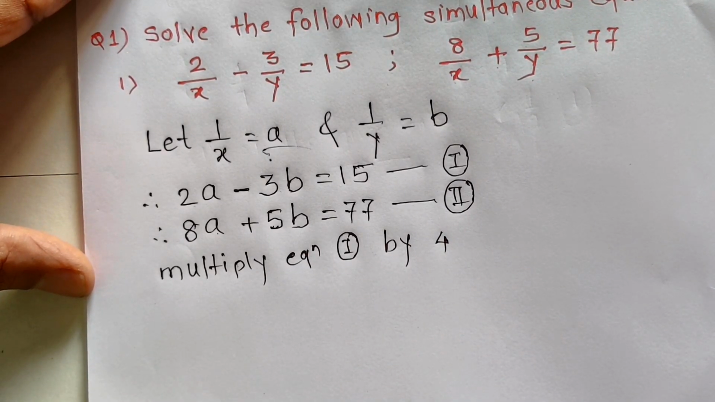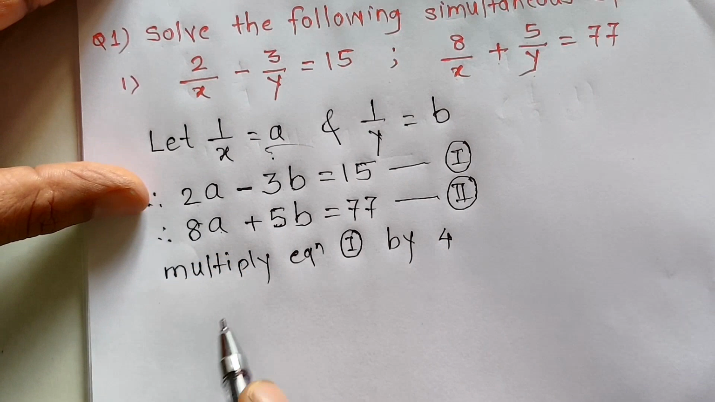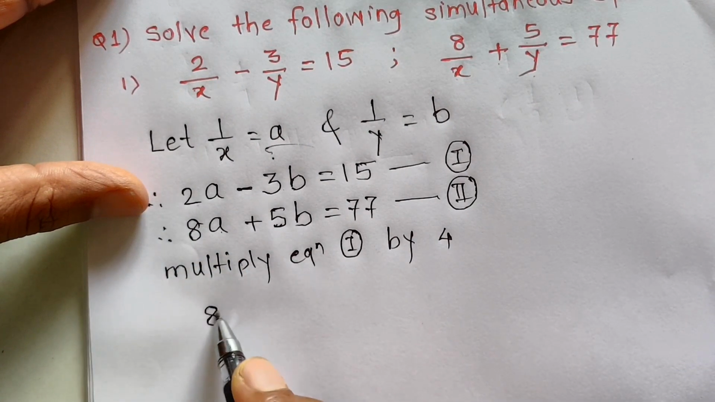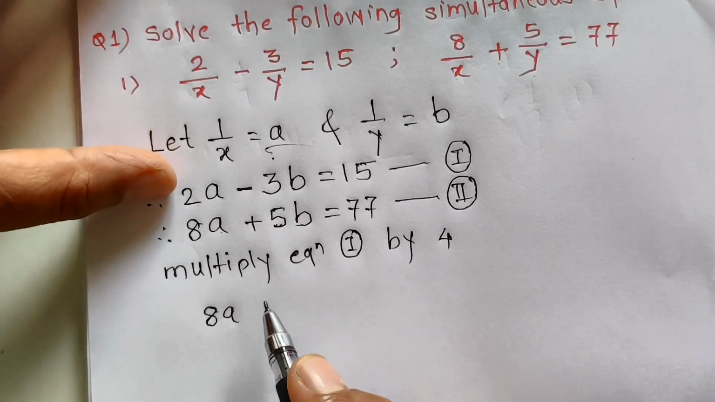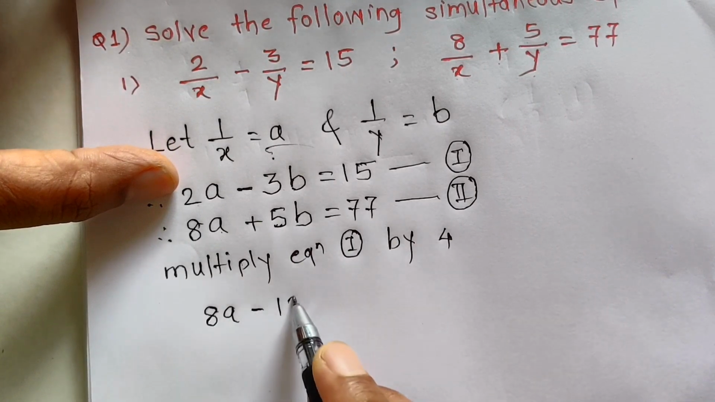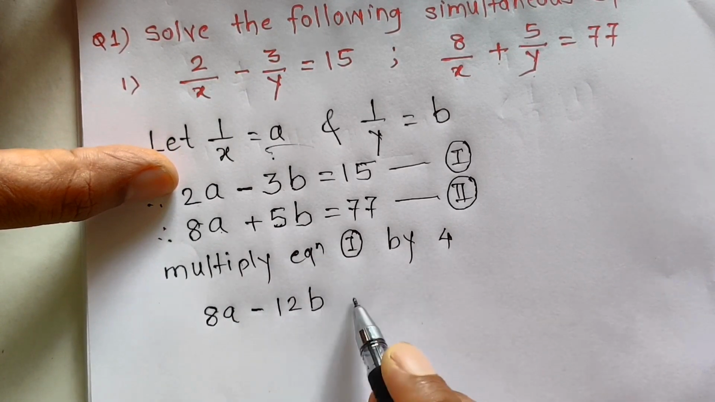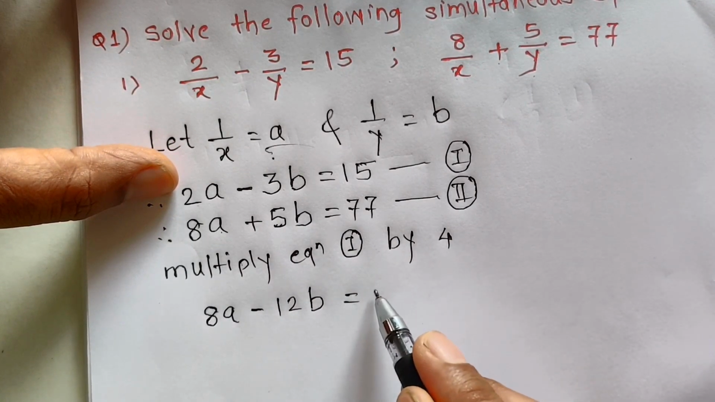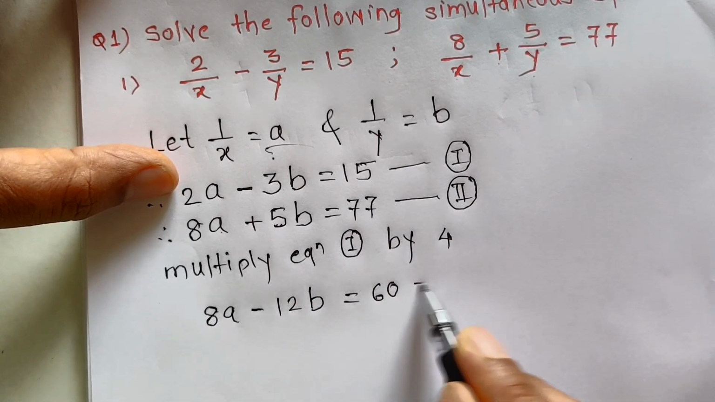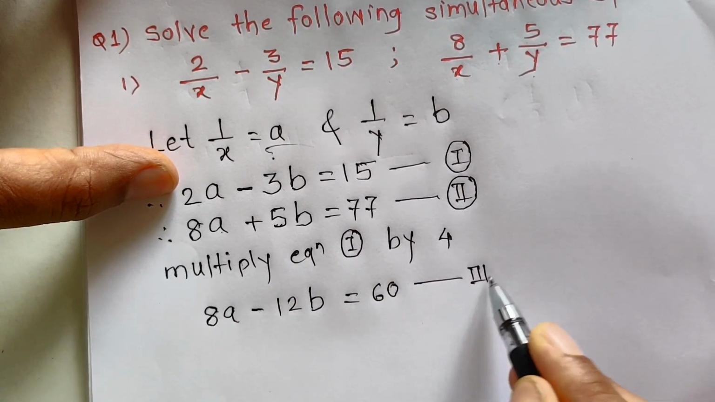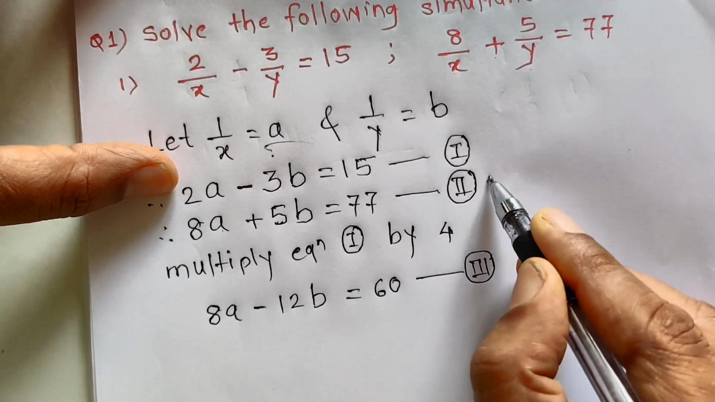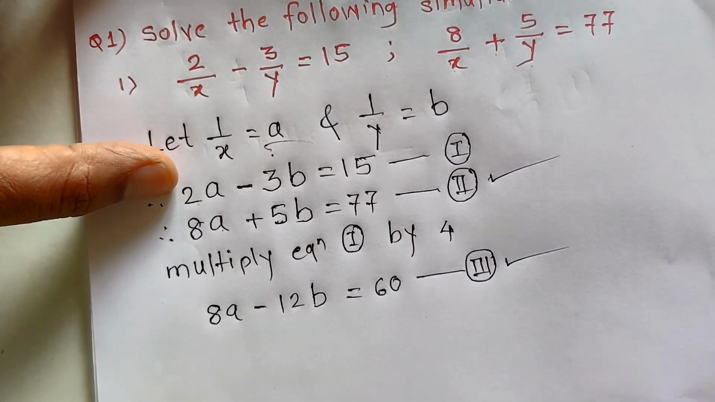Multiply by 4. So this equation becomes 4 2s are 8a minus 4 3s are 12b is equal to 15 4s are 60. This is our equation number 3. Now observe equation number 2 and equation number 3.